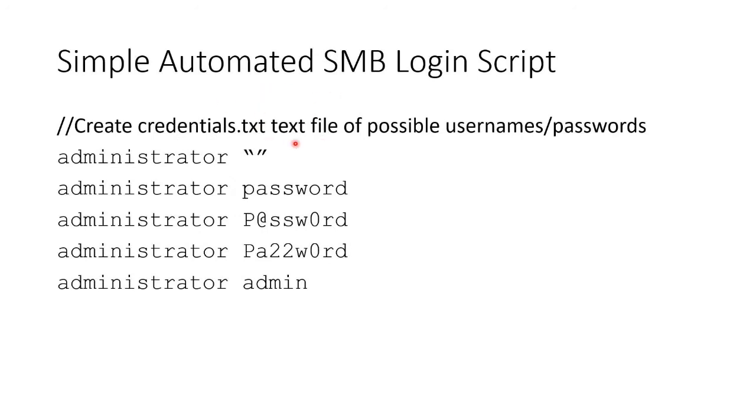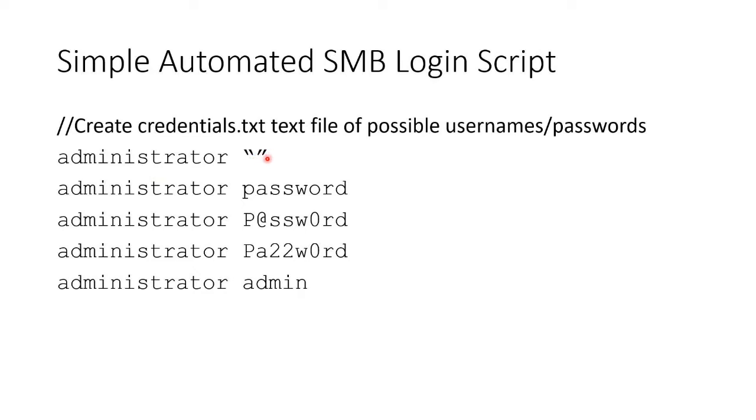So here's just a really simple example. You could write your own login script to try to automate login to a Microsoft file and print server. In other words, a Microsoft machine across the network. You could create a text file with possible credentials, possible usernames and passwords. In this text file, you have the administrator and then the possible password. And this administrator is simply the username. So you could say administrator and the first password is nothing.